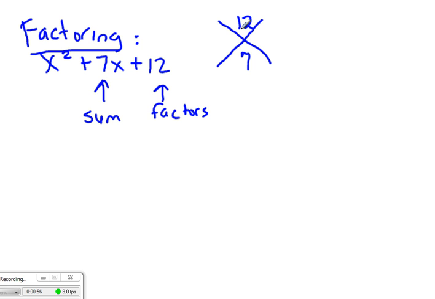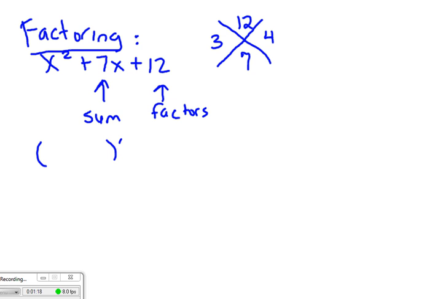So what two numbers multiply to give you 12 that add up to get you 7? So you want to look at all the different possibilities. We can have 6 and 2. Well, 6 and 2 don't add up to 7. So how about 3 times 4? So 3 times 4 multiply to give you 12, and they add up to give you 7. So that's what we're looking for.